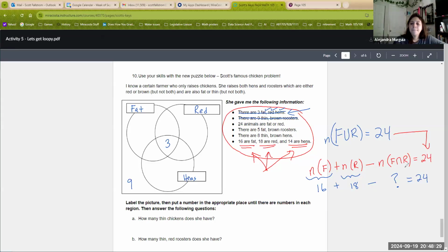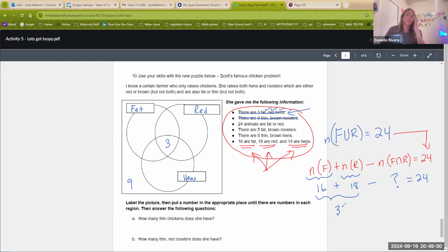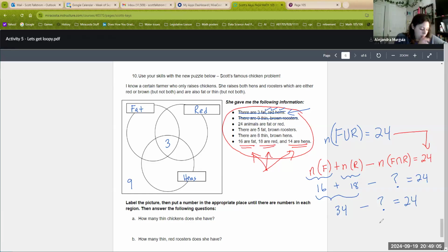So they didn't tell me how many fat and red chickens there were, right? They said fat or red, and it doesn't specify if it's roosters or hens. It's almost like that hen circle doesn't exist for a moment because we're just looking at the fat and the red. Okay. So let's do a little bit of math. Calculator if you need to. So 16 plus 18, 34. Okay. 34 minus question mark is equal to 24.